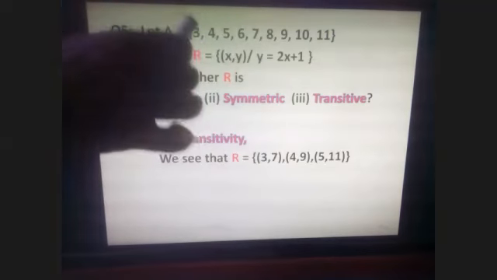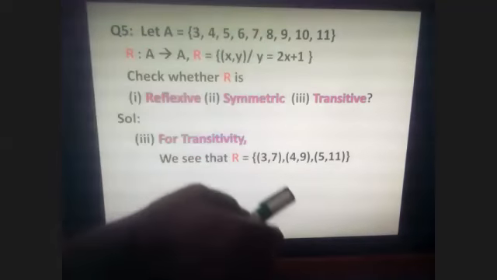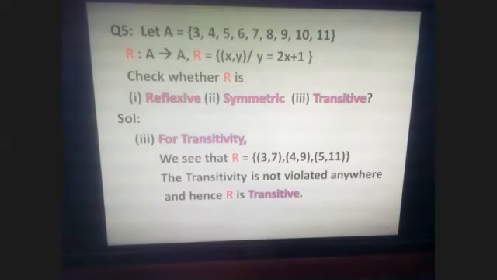So the same relation all depends on what set it is defined. This relation on this set is very much transitive because the transitivity is not violated anywhere, and hence R is transitive. And understand very carefully when the relation is transitive, when the relation is not transitive. Yesterday we discussed a very good example. Actually, the question is from your textbook only. It is a very good example to understand what is transitivity and when it is not. Only when transitivity is violated, you can say it is not transitive.